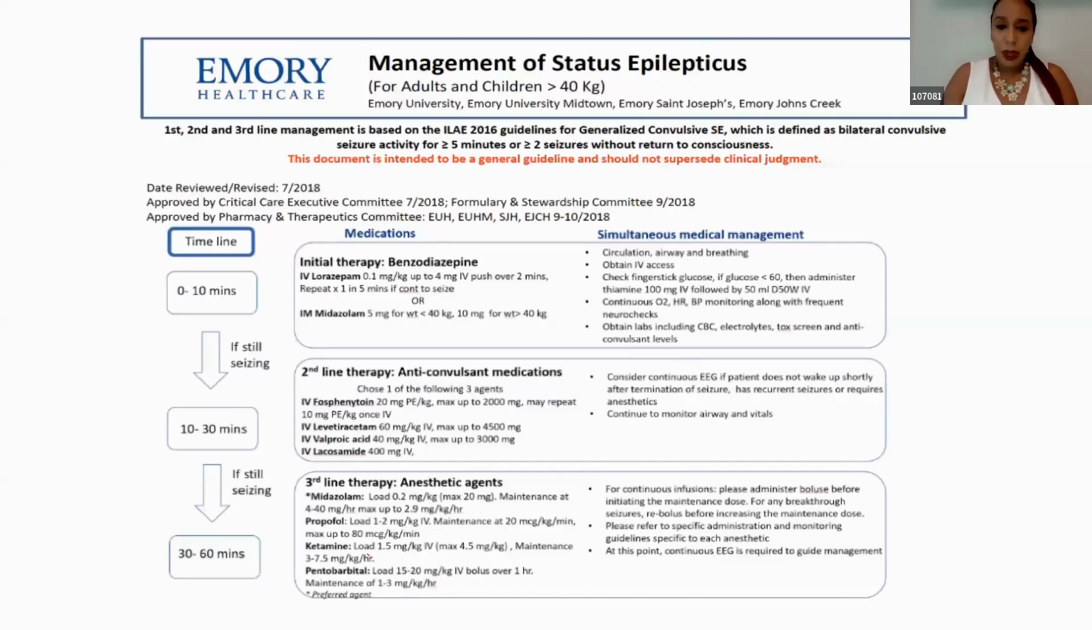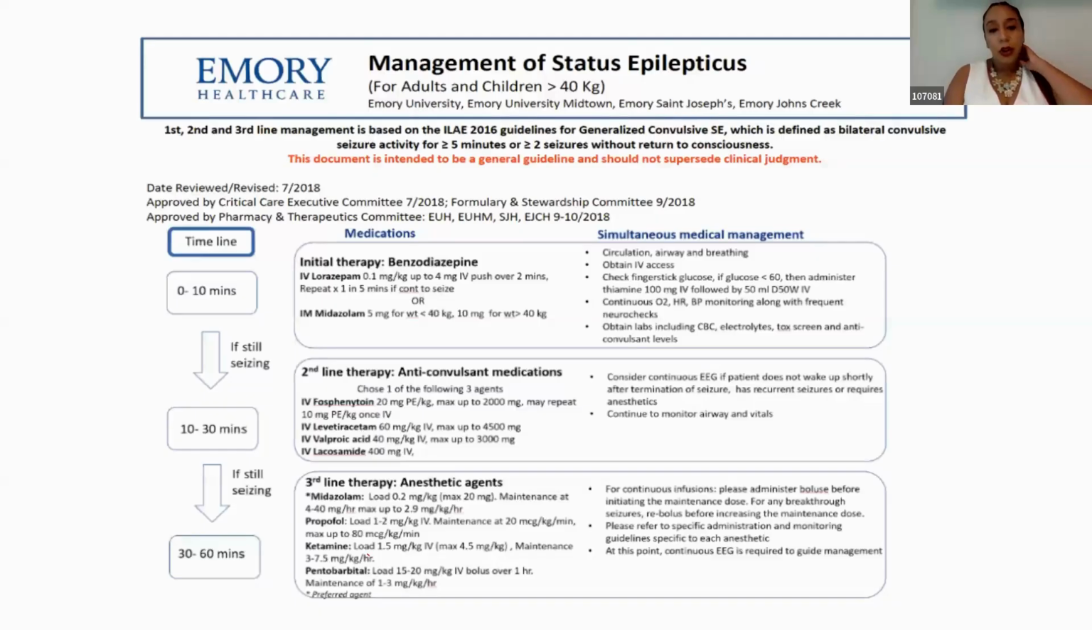If we're having a hard time getting IV access, then we do IM midazolam. You can do 5 milligrams for patients less than 40 kilograms, and for those above 40, you can give 10. Then if they're still seizing, we're in that 10 to 30 minute window. We don't want to get to that time frame where we cause neuronal damage.